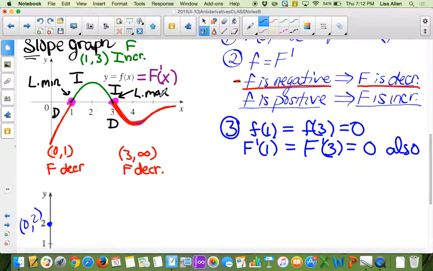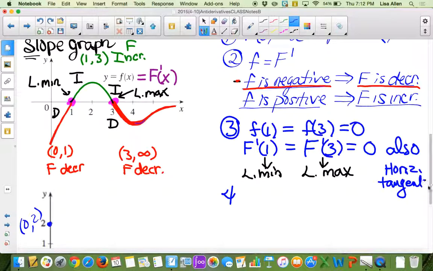So let me write that over here. So at 1, we have a local minimum. And at 3, we have a local max. So we know we have horizontal tangents, and I'm going to leave that out. So let's move on. If you want to abbreviate horizontal tangents, okay, so we know we have horizontal tangents.